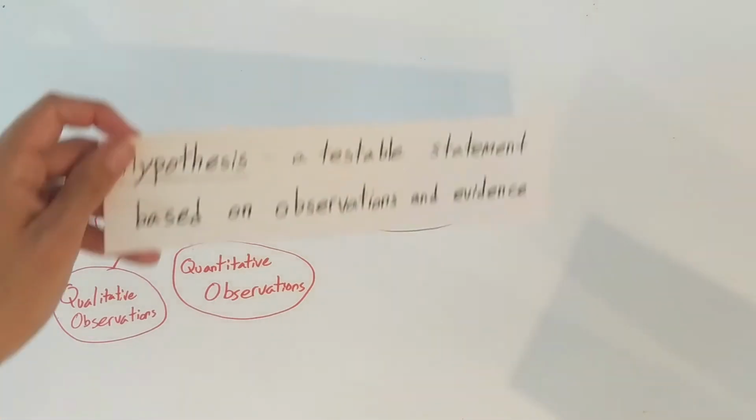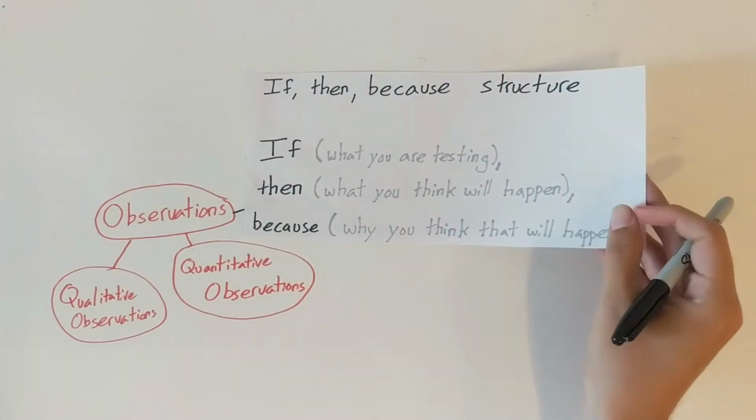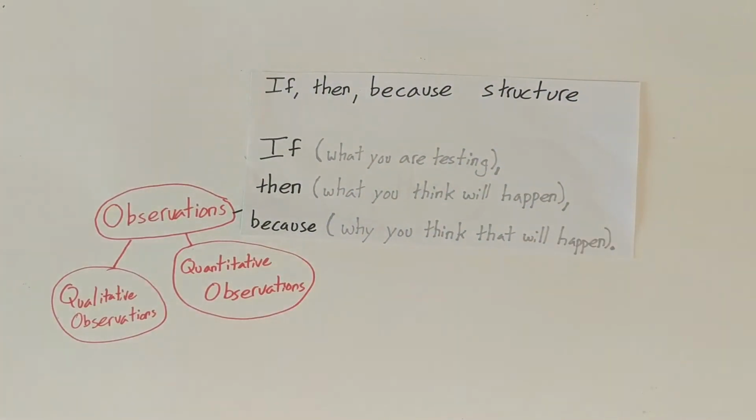It is important. So in my class, it is important that we use an if, then, because structure when writing our hypotheses. And we would structure it like this. So if, and then you would state what you are testing, then what you think will happen, and then because, and in that part you want to say why you think it will happen.